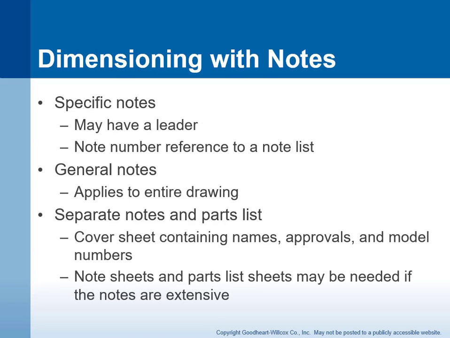The other thing we could do is dimension with notes. Specific notes may have a leader, may have a note number and reference list on the drawing, whereas general notes apply to the entire drawing. That was like all units in millimeters, okay? Or separate notes and a parts list. Okay, that's where you can have a cover sheet containing names, approvals, and model numbers. You can have a note sheet that might be required.